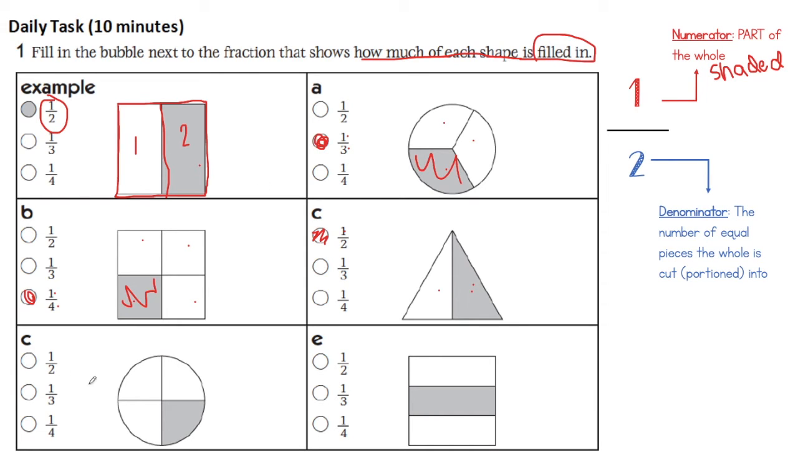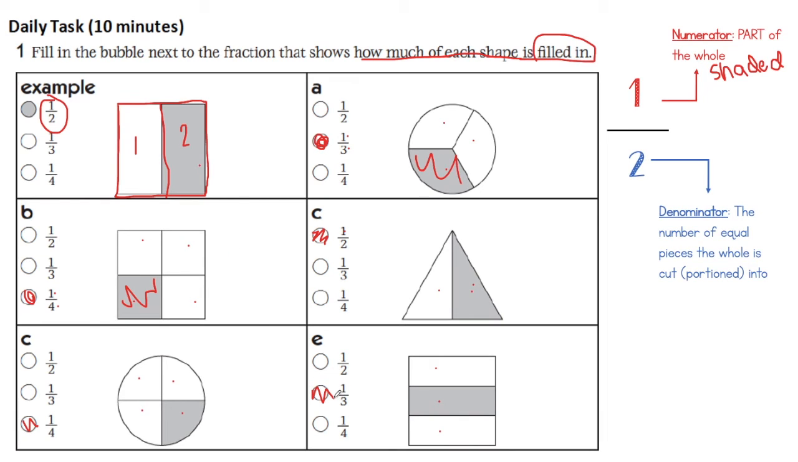All right, let's take a look at letter C. I see 1, 2, 3, 4 pieces. I know that's 1/4. Okay, letter E, I see 1, 2, 3 pieces. I know that's 1/3. Nice work, everybody.